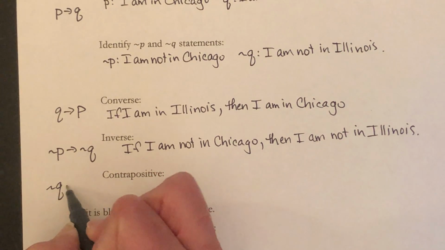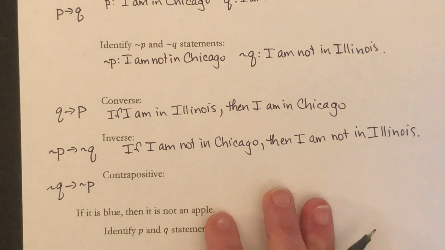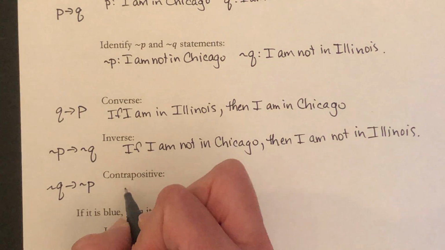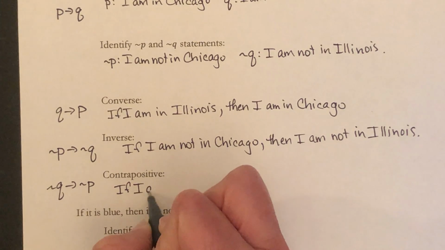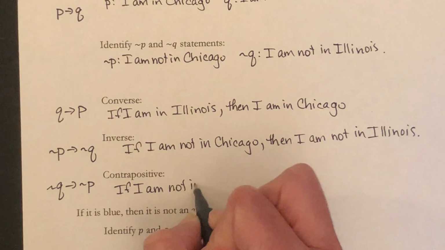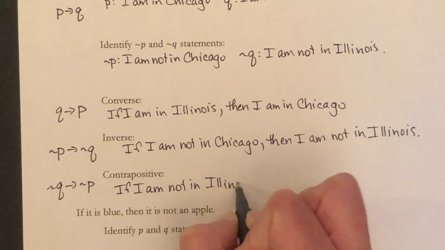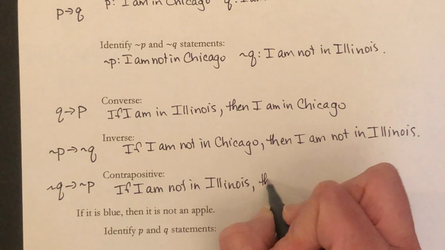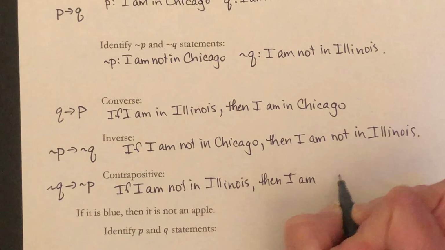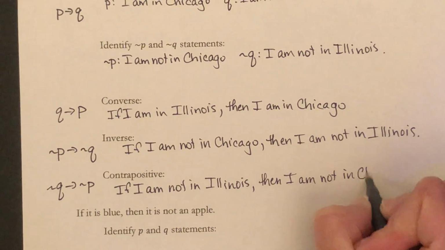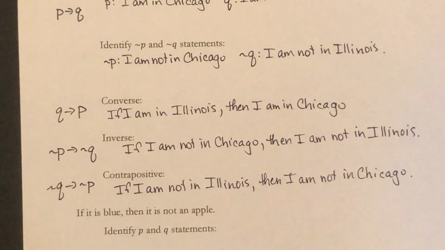Now for the contrapositive, that would be not Q. If not Q, then not P. So if I am not in Illinois, then I am not in Chicago. Okay. And because Chicago is inside of Illinois, if you are in Texas, you're definitely not in Chicago. Okay, let's try this one.